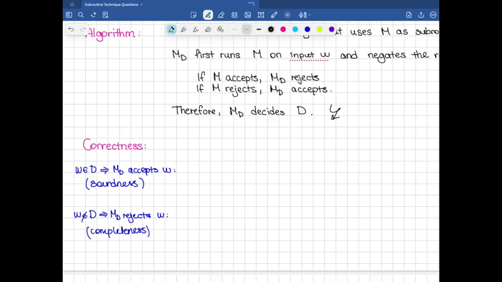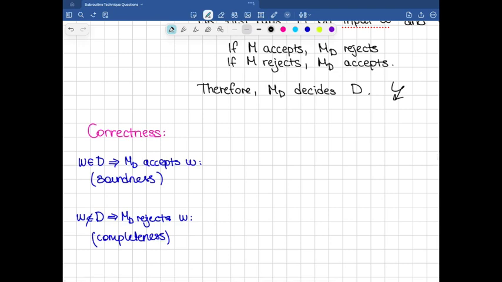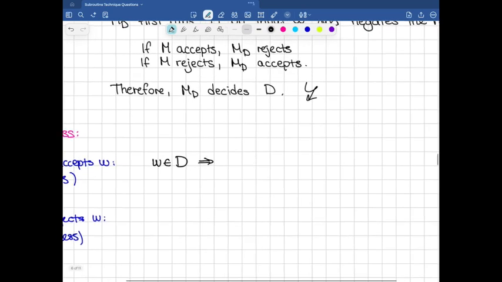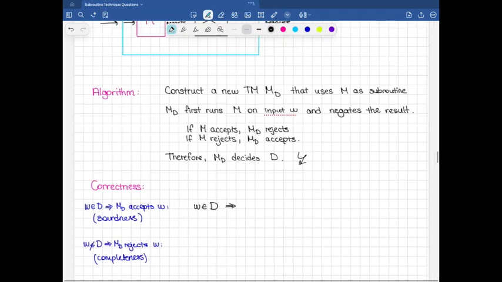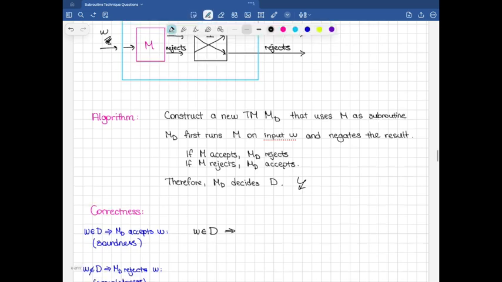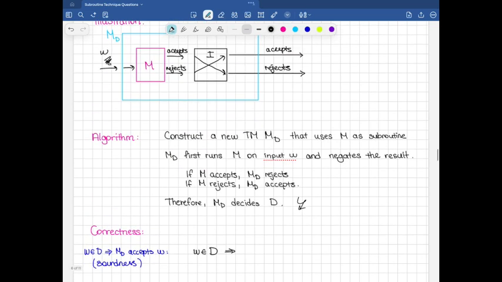Okay, so how do we show it? We start from the left-hand side of the implication. So we say, okay, an input is in the diagonal language. So what do you know from this? Let me rephrase the question: what does M do with this input? In these proofs, you basically walk through your Turing machine one step at a time with the information that you know about the input, whether it's in the language or not, and you see what happens with your input to prove the correctness. So if W is in the diagonal language, what does M do with it?